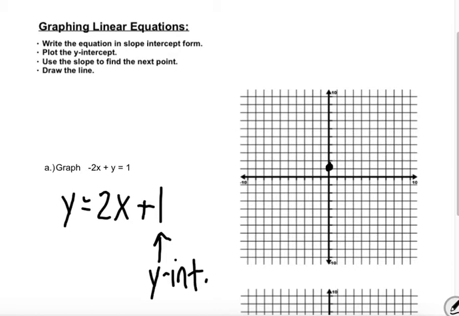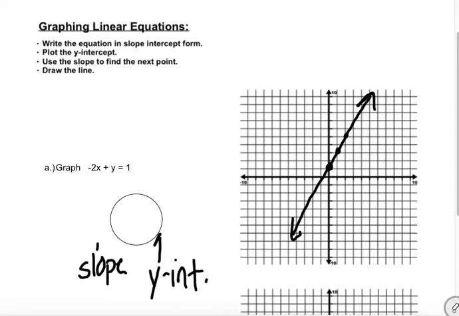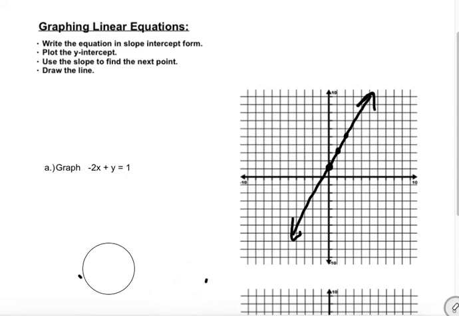And then we use the slope to find the next point. 2, the thing attached to my x, is the slope. Remember, slope, rise over run. So from my point, I'm going to go up 2 and right 1. And I'm just going to follow that from that point up 2, right 1, and draw my line. Don't forget arrows. Lines are continuous. So see if you can complete B. Pause and come back for the answer.